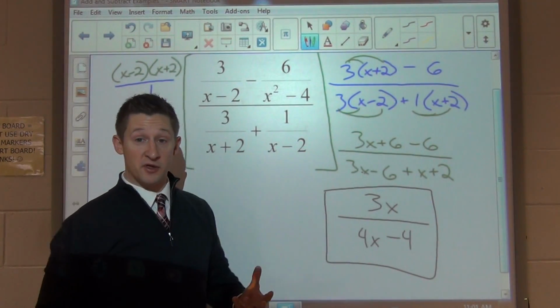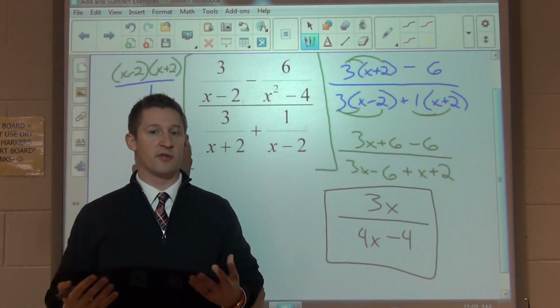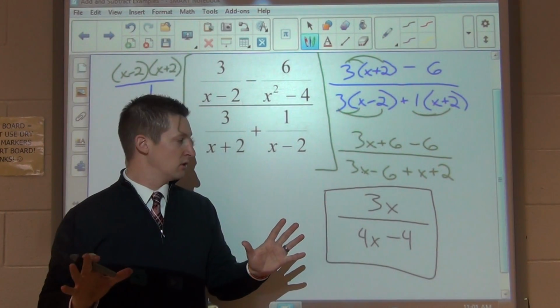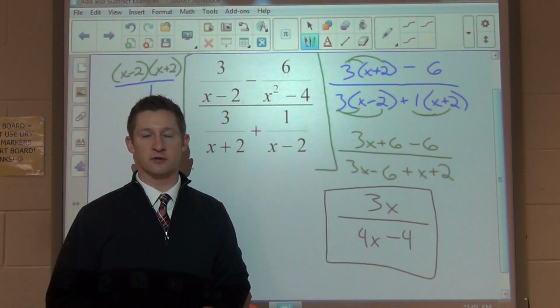The exact same thing that we got using the first method. So again, whichever method works best for you, whichever one you understand better, it's up to you. But you should be able to come up with the same final answer no matter the method that you use.